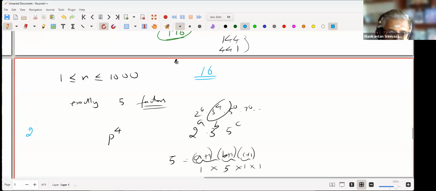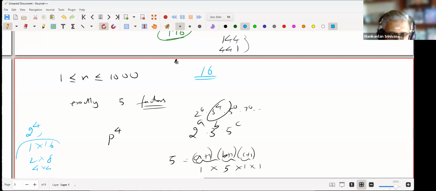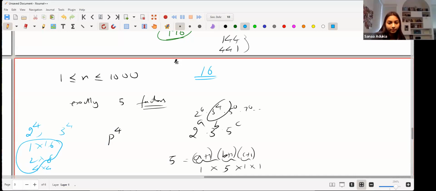Yes. 2 power 4 will have 5 factors. Let's check. 1 into 16, 2 into 8, and 4, of course, is just 4. So we count only once. It has only 5 factors. The number 3 power 4. Yes, 81. So 81.